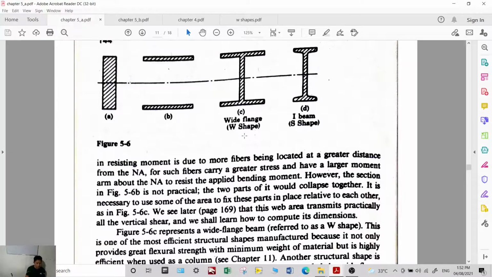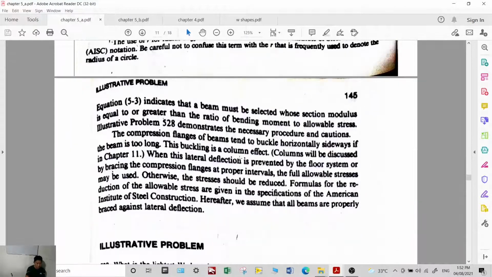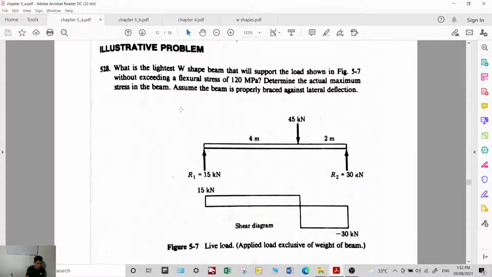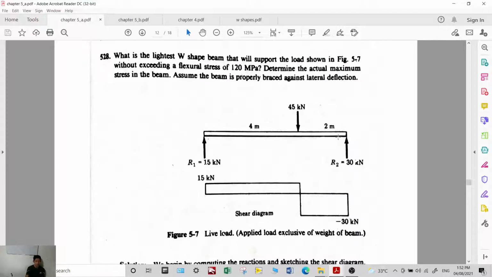W shape ang gamiton. So naa na example diri. Example this one. What is the lightest W-shaped beam that will support the load shown in figure 5-7 without exceeding a flexural stress of 120 MPa? Determine the actual maximum stress in the beam. Assume the beam is properly braced against lateral deflection. Okay, so naa kay loading, simple ra nga loading.